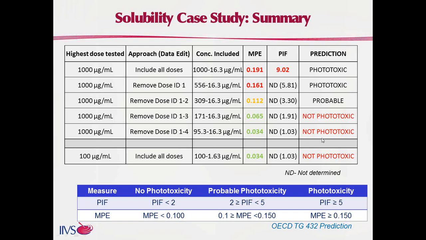So you can see if we test at 1,000, include all of our doses, we get an MPE of 0.191 and a PIF of 9.02. Our prediction would be phototoxic. But as we start to remove doses, we move from a phototoxic prediction to a probable to a non-phototoxic prediction. And if we only looked at 100 micrograms per mil and less, which is our concentration where we have complete solubility, we're going to predict this to be non-phototoxic. So this could be a bit of a concern.